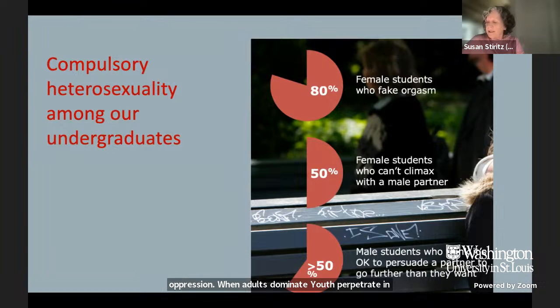Further, foregoing learning knowledge, skills, and attitudes that will lead to sexual comfort and confidence starts with inadequate mentorship and education. It's not surprising to me that 80% of cis-het female students fake orgasms on our university campus, and 50% can't climax with a cis-het male partner. And more than 50% of those identifying as male think it is okay to pressure others to go further than they want to go sexually.